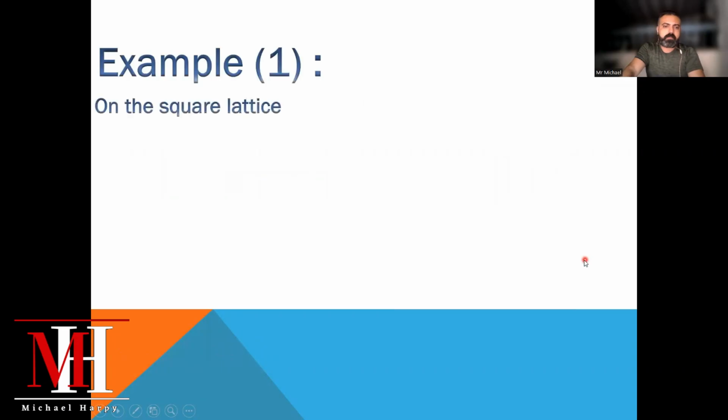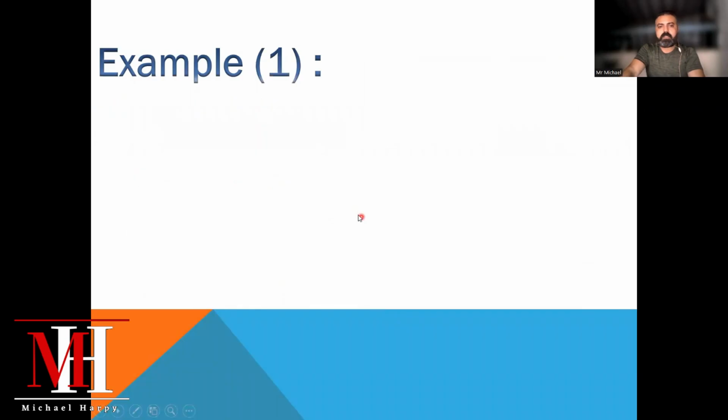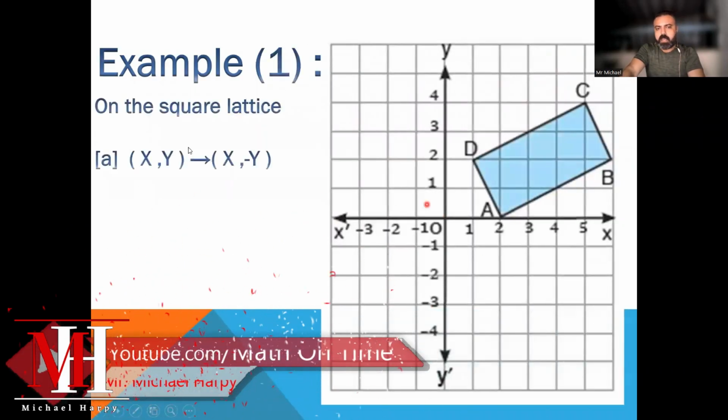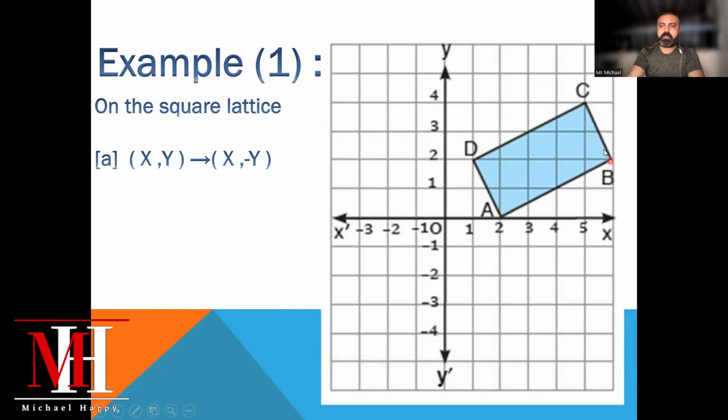Now, with a different example on the square lattice, draw the image of each figure according to the shown transformation, then describe each type. Letter A. In the opposite figure, a rectangle with 4 points: A, B, C, and point D.